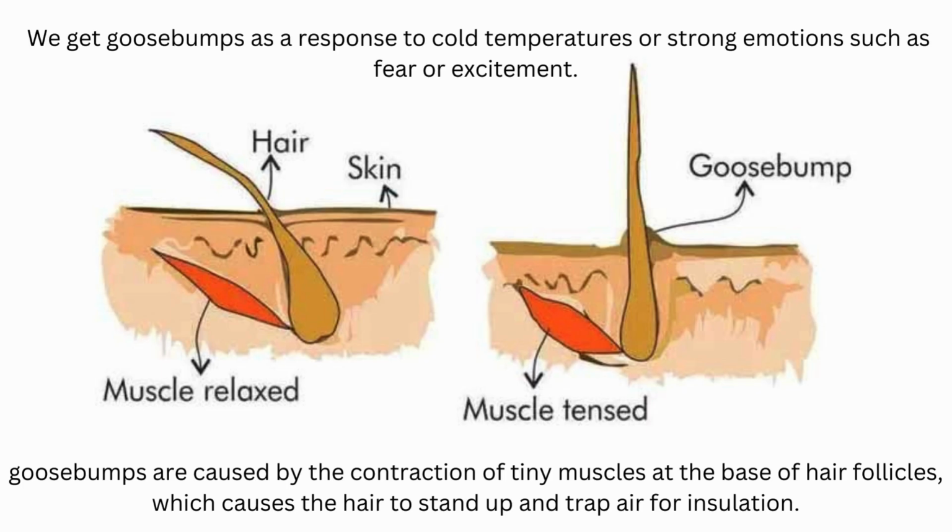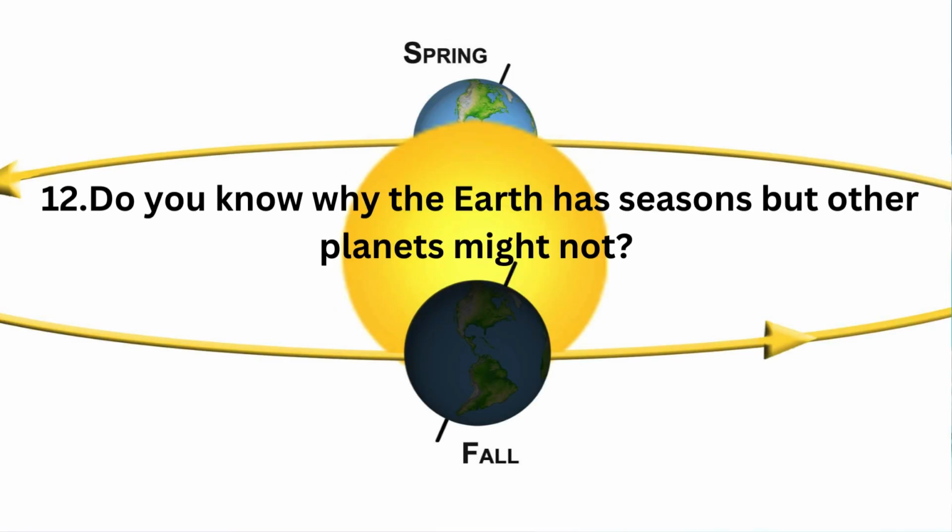Next, do you know why we get goosebumps? We get goosebumps as a response to cold temperatures or strong emotions, such as fear or excitement. Goosebumps are caused by the contraction of tiny muscles at the base of hair follicles, which causes the hair to stand up.